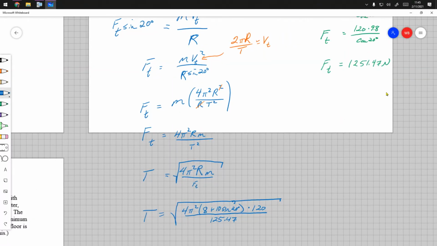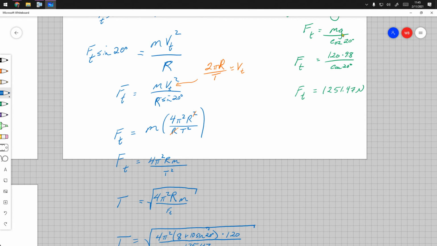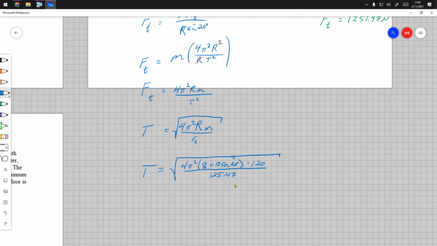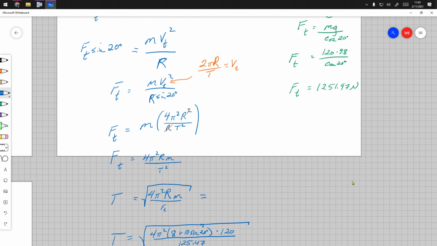Now, you could also take this and plug in mg over cosine 20 for there. And actually, let's do that. I'm going to backtrack a step here, and I'm going to take this thing and plug it in for there. Why am I going to do that? I want to check this out. You could solve this problem without doing that, but you might miss something.